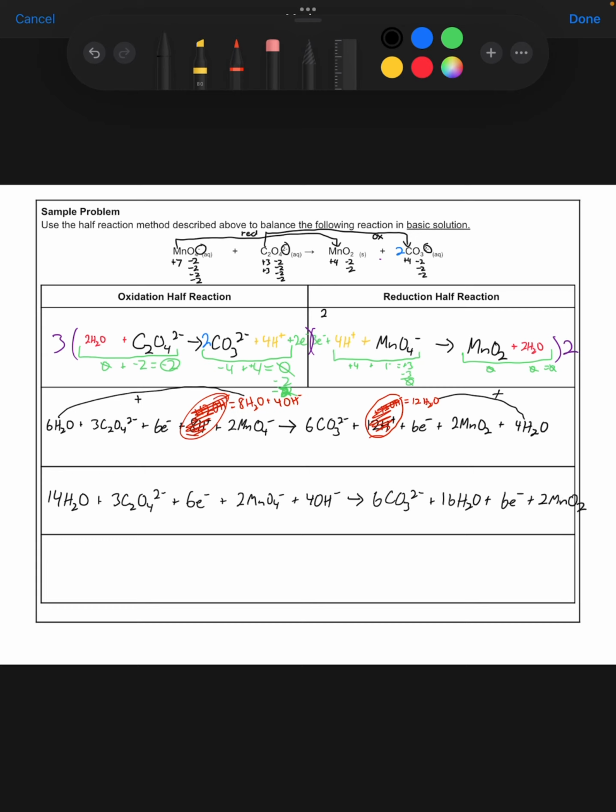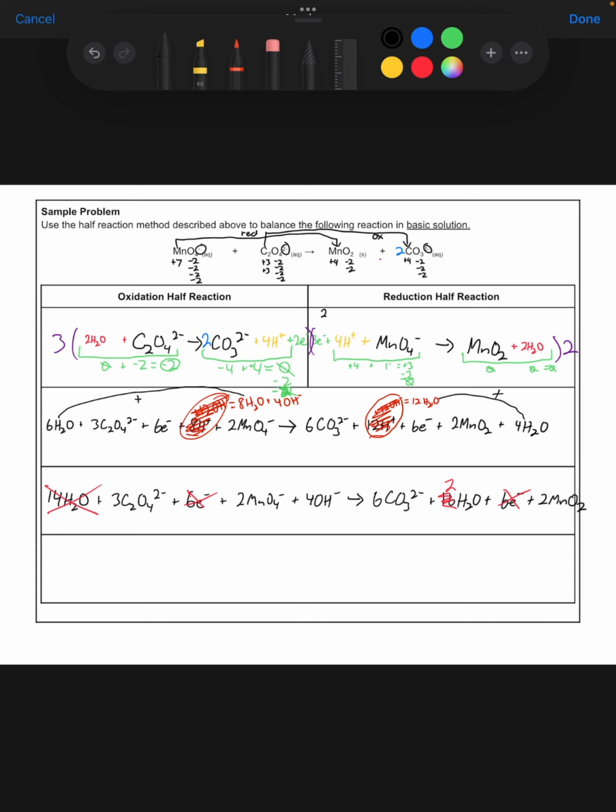All right, now that I've done that, I'm going to go through and start crossing some stuff out that appears on both sides. So these waters on the left-hand side will go away completely, and this coefficient of that water on the right-hand side will reduce to a 2. My electrons will go away on both sides as well.